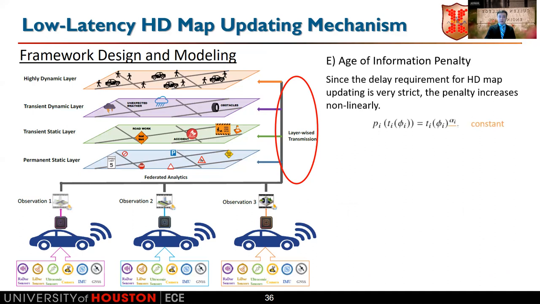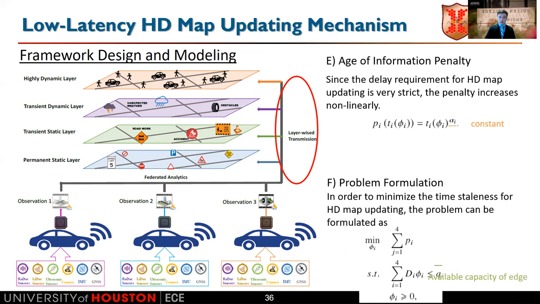Since the delay requirement for each map updating is very strict, when the delay becomes larger in a certain time period, the penalty increases non-linearly at the same time. So here we take the penalty function of the age of information like this one. Also here the alpha for the different layers will be different. For the highly dynamic layer, since it needs more frequent updating, the alpha will be much larger than for the permanent static layer, which means the same latency will bring more penalty for the highly dynamic layer compared with the permanent static layer.